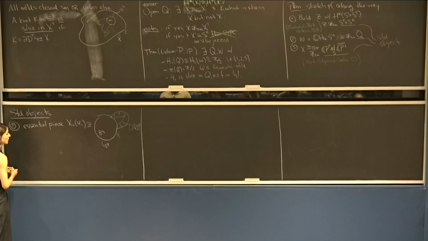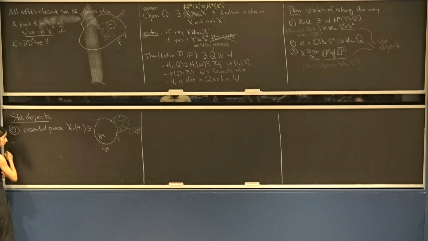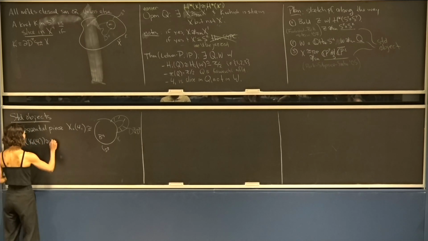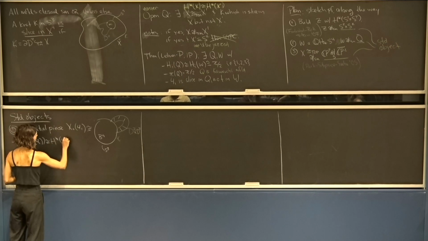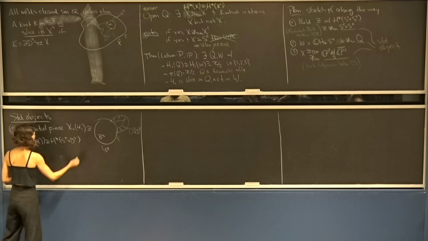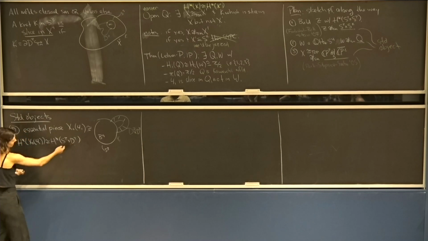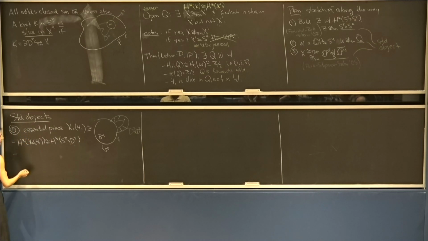Let me point out some properties it has. First off, it's got the same cohomology ring as S2 cross D2. So as far as homology is concerned, we could pretend it's that. It's also simply connected. It's a ball and then add a relator.